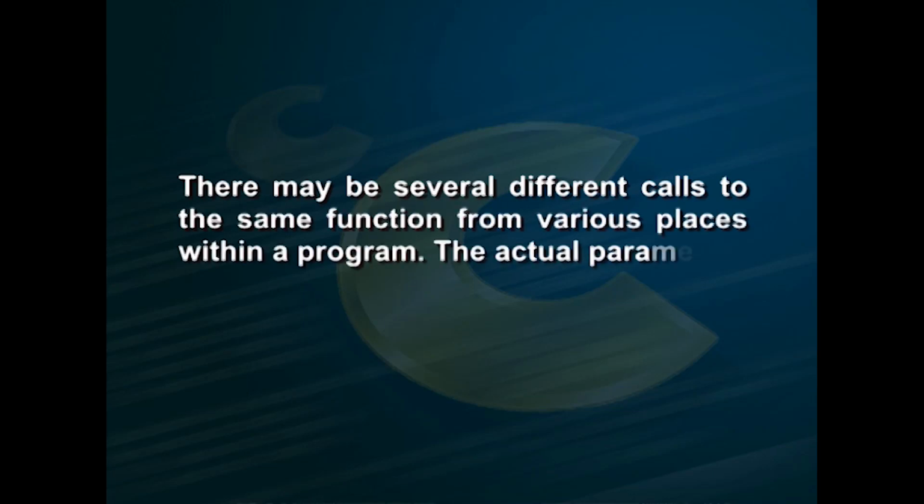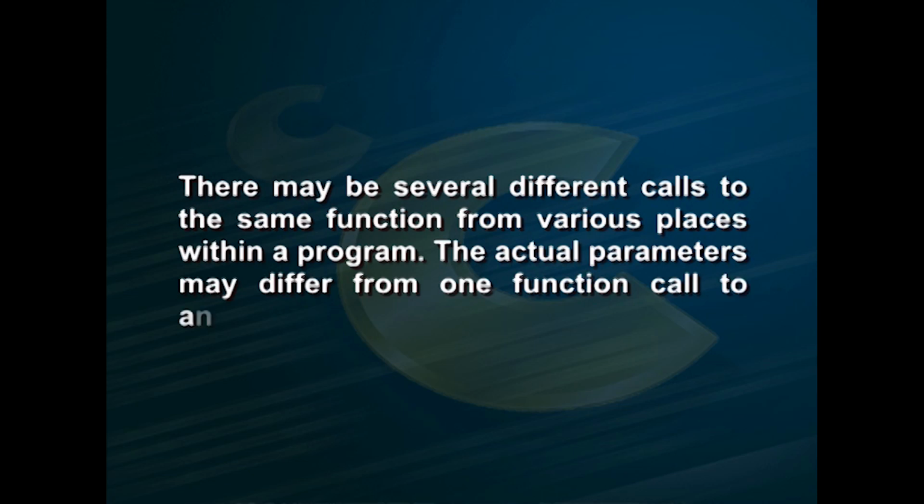There may be several different calls to the same function from various places within a program. The actual parameters may differ from one function call to another. Within each function call, the actual arguments must correspond to the formal arguments in the function definition. That is, the number of actual arguments must be the same as the number of formal arguments, and each actual argument must be of the same data type as its corresponding formal argument.